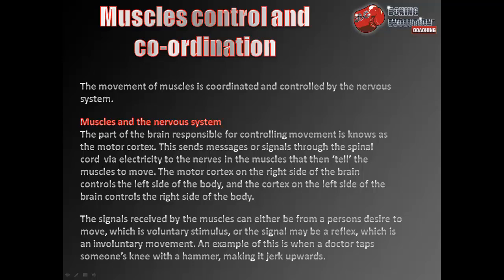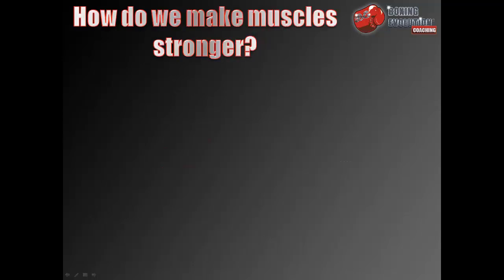The signals received by the muscles can either be from a person's desire to move, which is voluntary stimulus, or the signals may be a reflex, which is an involuntary movement. An example of this is when a doctor taps someone's knee with a hammer, making it jerk upwards.